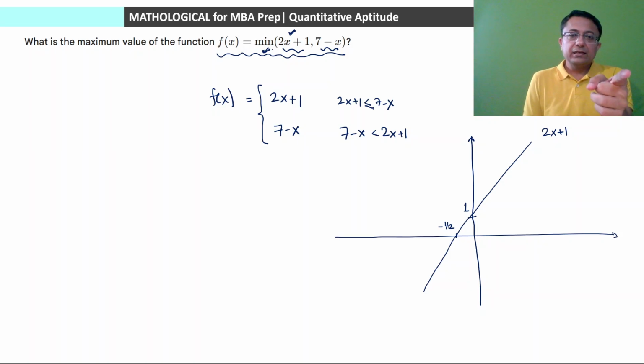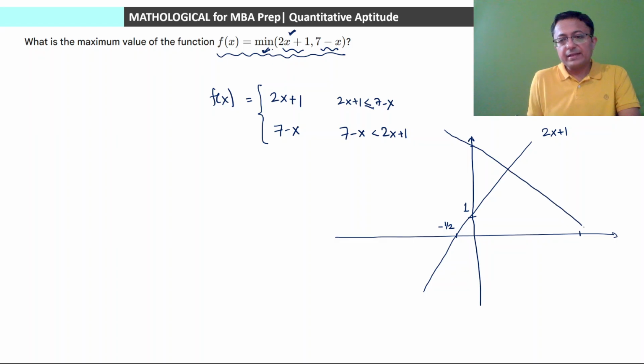Second line equation का ग्राफ कैसा बनेगा? 7 minus x at x equal to 7 it will be 0 and at x equal to 0 it will be equal to 7. The graph will be somewhat like this. So this is (0, 7) and this is (7, 0). This is our second line and our f(x) is defined as the minimum of these two. So this is the intersection point of the lines.